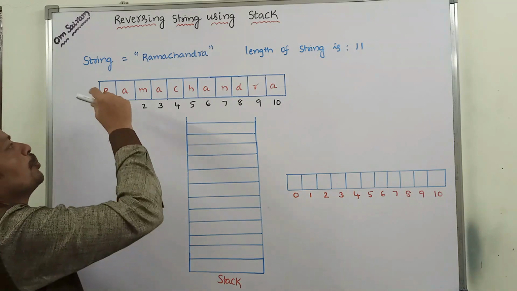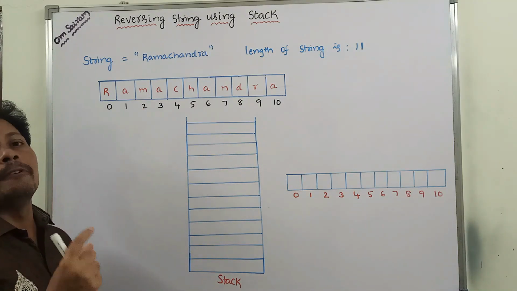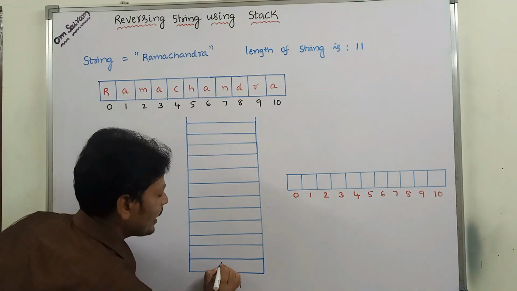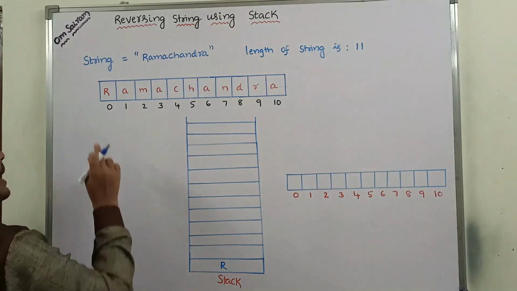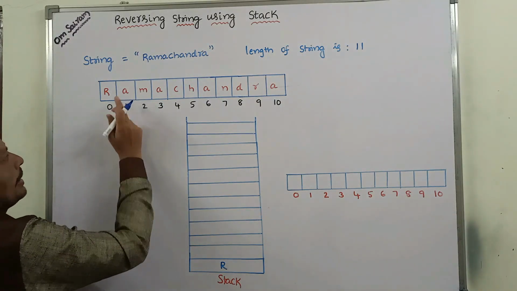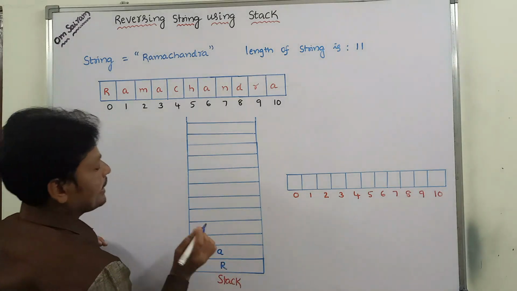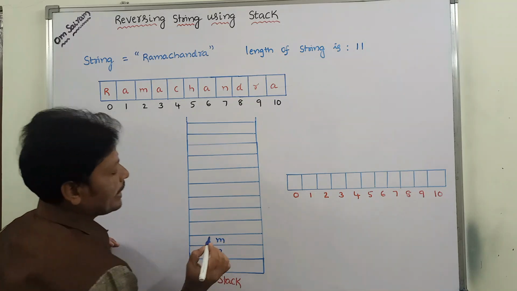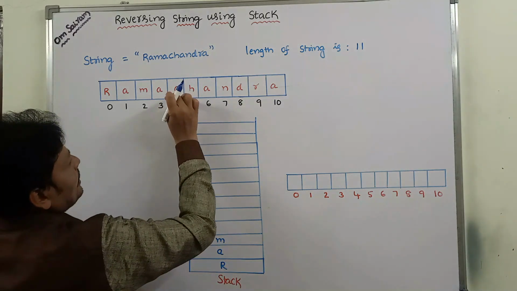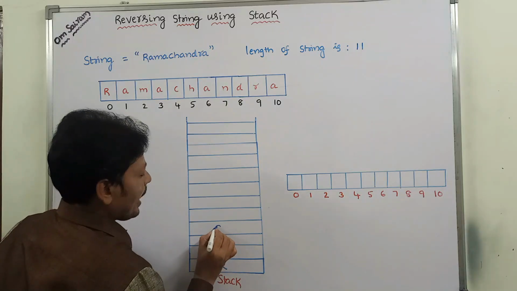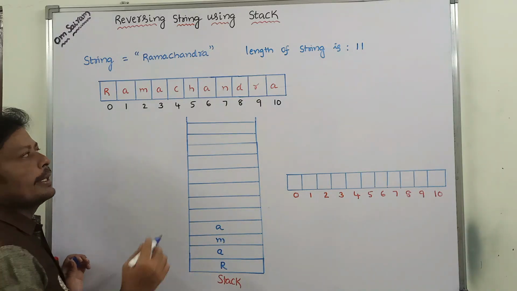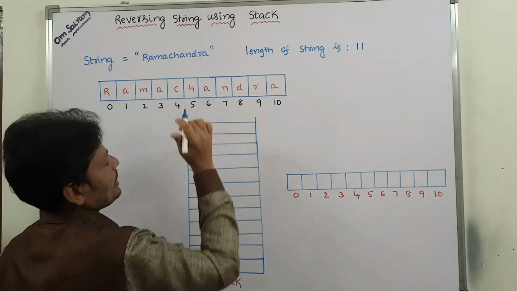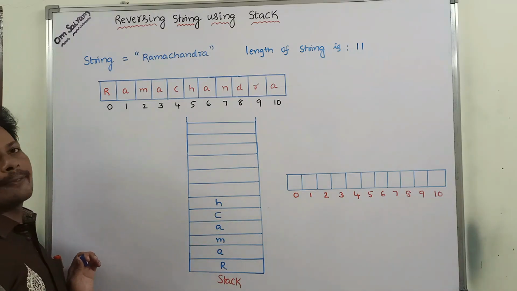First, we have to push all the characters within the string. First, character R is pushed into the stack at index 0. Next, A is pushed into the stack at index 1. Next, M is pushed at index 2. Next, A is pushed at index 3. Next, C is pushed at index 4. Next, H is pushed at index 5.